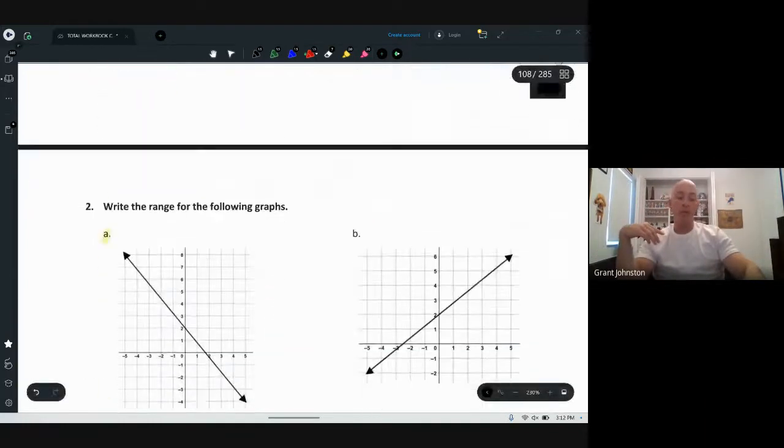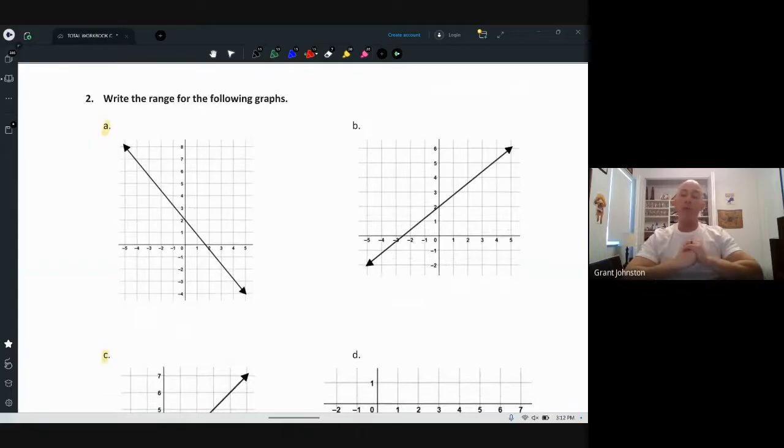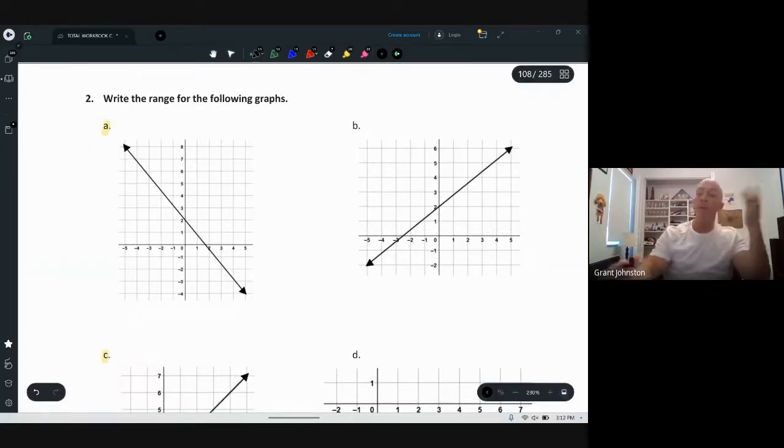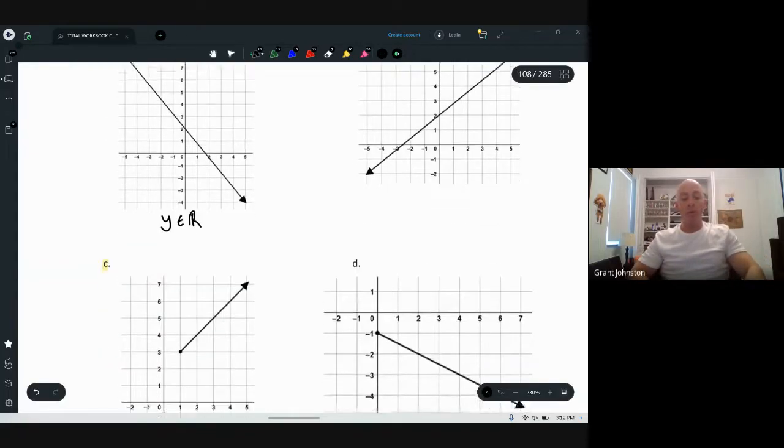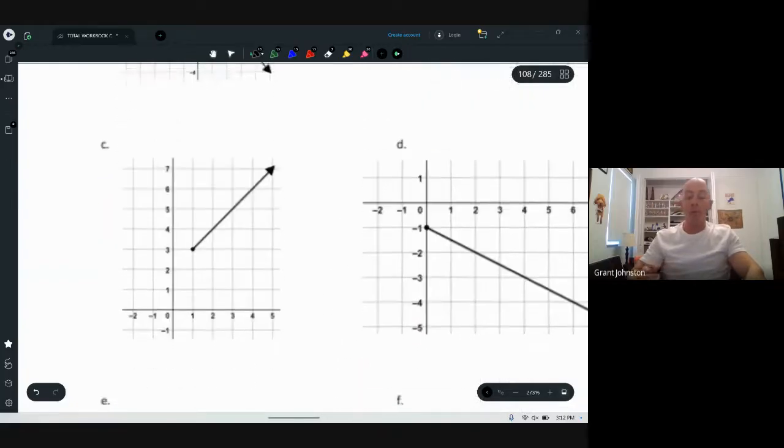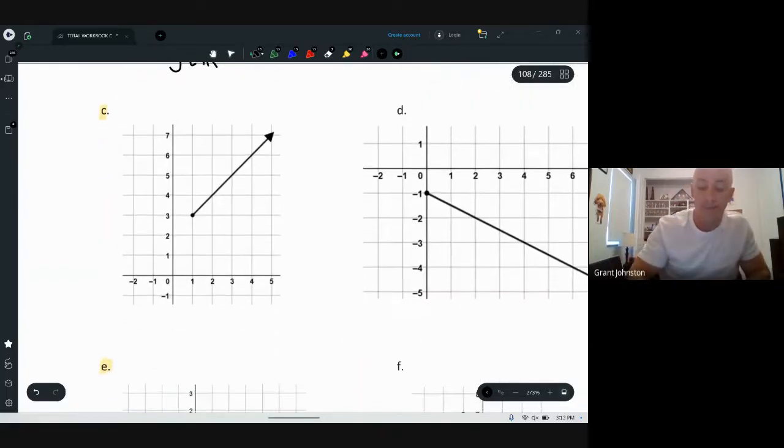So let's do some fresh examples. So write the range. So A, all real numbers. It's going to go up forever. It's going to go down forever. So y, all real numbers. Let me show you C. Remember, we're looking at the y-axis. So we're looking at the y values.